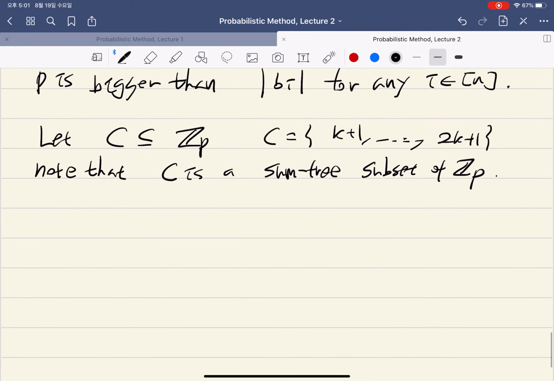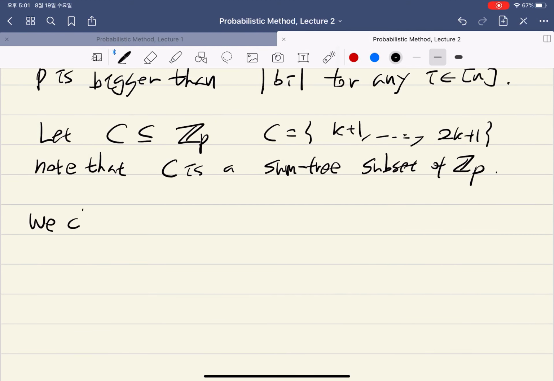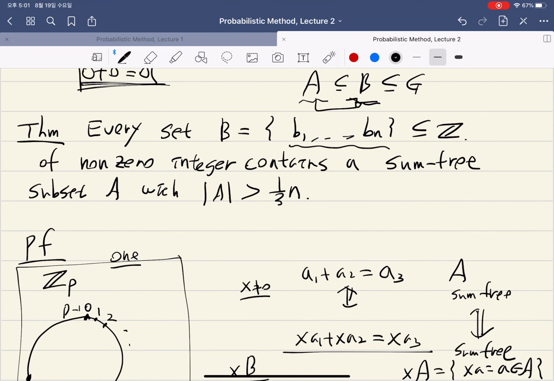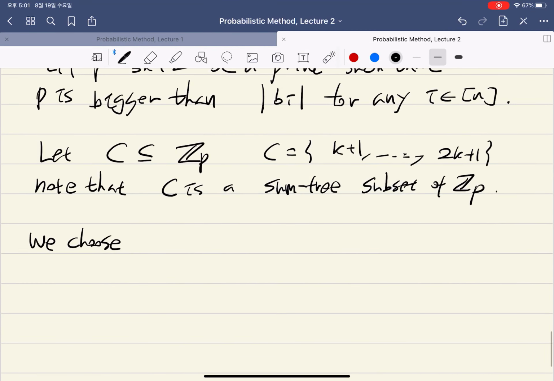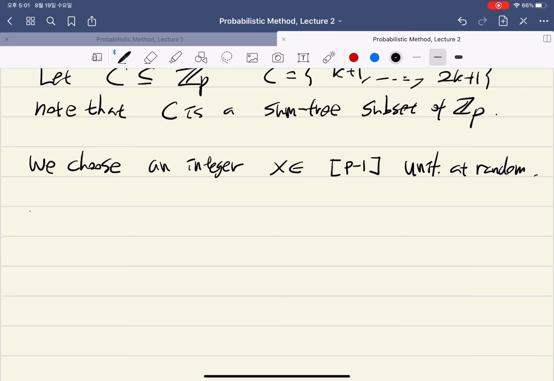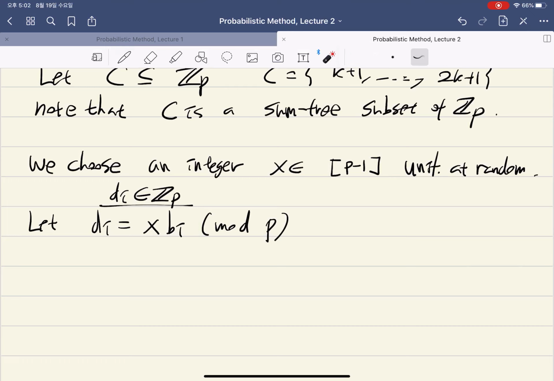And as I mentioned before, now we want to correspond this B into here in a random way by multiplying some number x. So we choose an integer x between 1 and p minus 1 uniformly at random. And let di be the element in GP which is the same as x times bi. Of course, we have to take the modulo p because we are considering this in a cyclic group GP.